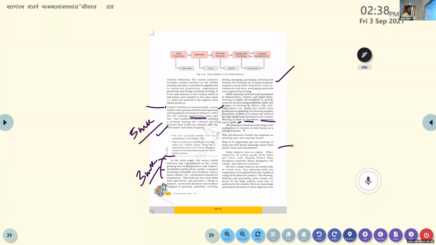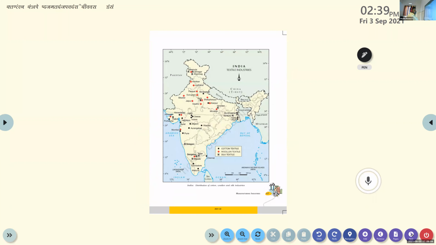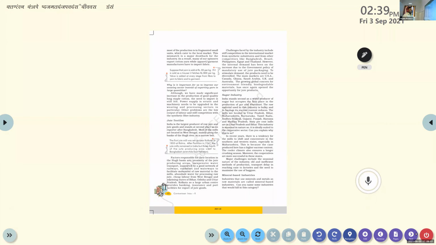So our spinning mills are that capable of utilizing the yarn that we produce in the country. The weaving, knitting, and processing units cannot use much of the high quality yarn that is produced in the country. There are some large and modern factories in these segments, but most of the production is in fragmented small units which cater to the local market. This mismatch is the major drawback for the industry. As a result, many of our spinners export cotton yarn while apparel or garment manufacturers have to import fabric.